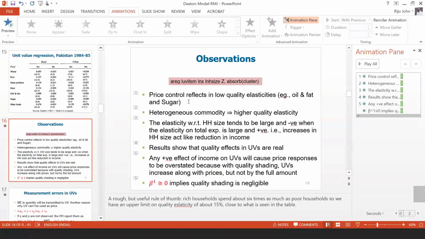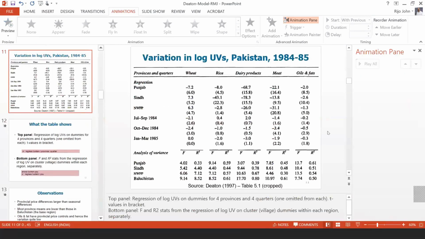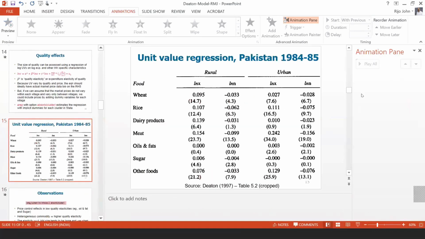So price control is reflected in low quality elasticities, as you can see here. For sugar and oils, the coefficient is almost 0.000, meaning the quality elasticity is almost zero. In fact, we saw in one of the previous slides, when we looked at the variation in log unit values across different regions and seasons, that the coefficient associated with oil and fat was much lower compared to that on wheat, rice, or other products. And a similar result is being replicated here.